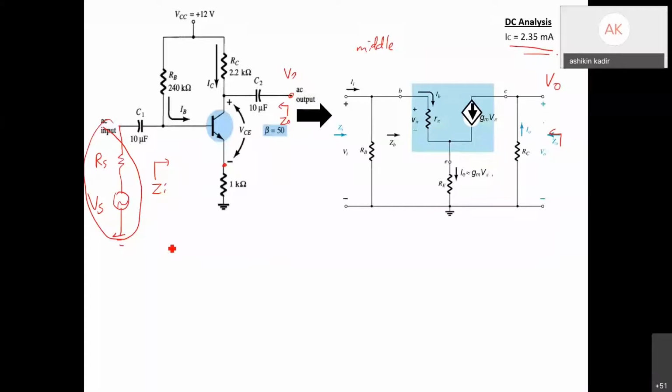The IC equals 2.3, so you can find GM equals IC over VT. IC is 2.35 milli over 226 milli, so you get the GM. R pi equals beta over GM. Beta is 50 divided by your GM, so you get the R pi value.